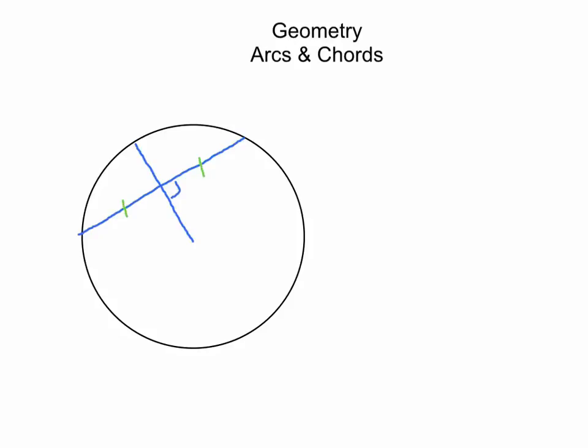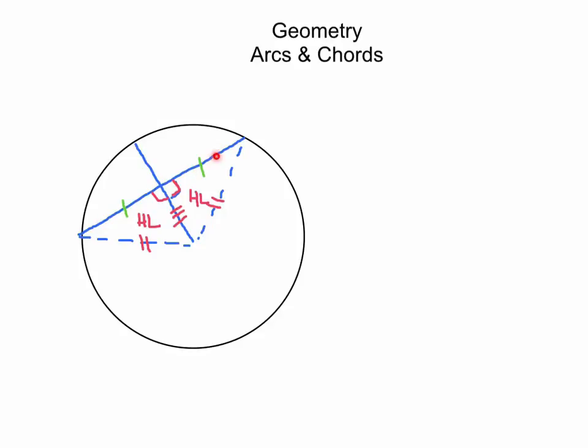I'm going to add a couple of other segments, a radius here and a radius over here, to form two triangles. And those two triangles are actually congruent, and here's why. These two segments are congruent because they are radii of the same circle. The two triangles share that side, and then both triangles are right triangles. So therefore, by HL, these two triangles are congruent. And by extension, then, this segment is congruent to that segment, and we see that the chord has indeed been bisected. Now, the converse of this is also true.